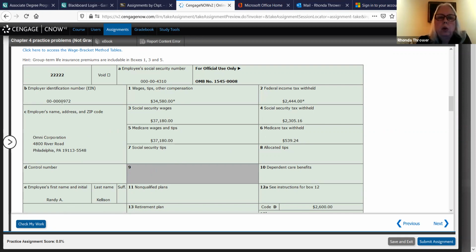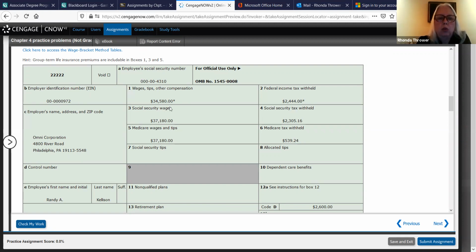All right, so first of all, you would start with the A portion here and enter the employee's Social Security number, and that was given in the instructions. You would also enter the employer's identification number. That too was given in the instructions.